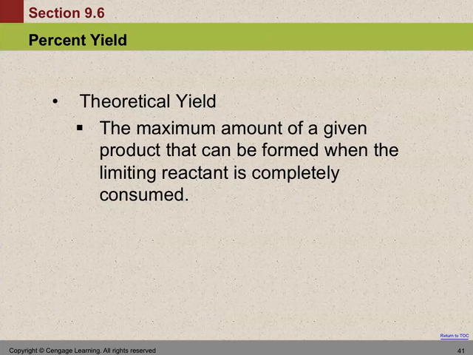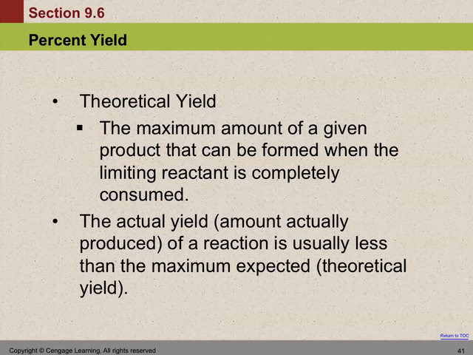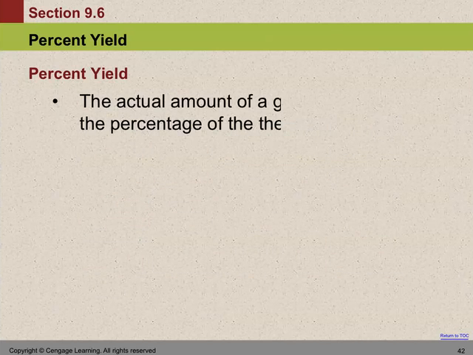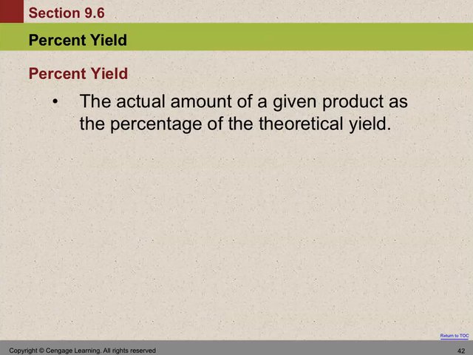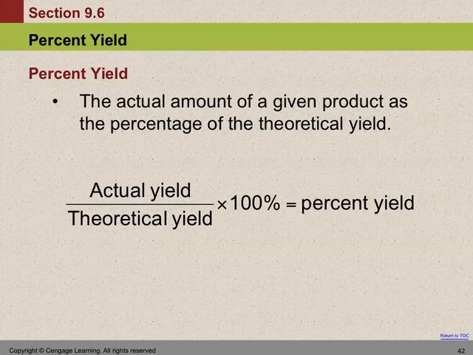So we have a term called the theoretical yield, and that's the maximum amount of a given product that can be formed when the limiting reactant is completely consumed, according to the stoichiometric ratio. The actual yield is the amount that is produced in a chemical reaction. It's usually less than the maximum expected. The percentage yield is a ratio of the two terms. We put the actual yield of a reaction over the theoretical yield and multiply by 100%.